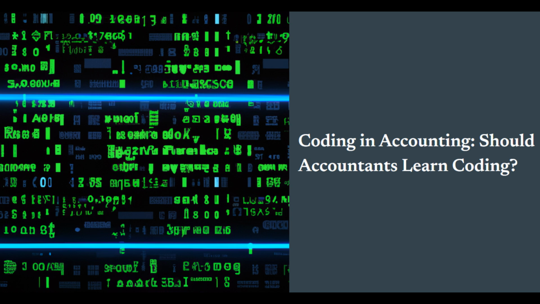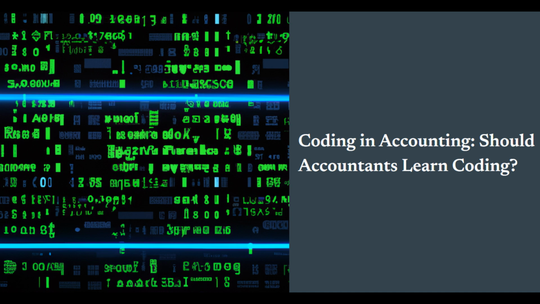Now, why is coding so essential for accountants today? For starters, the sheer volume of data that accountants deal with is staggering. Imagine having to sift through mountains of financial records, reports, and statements without the right tools. It's a daunting task, and that's where coding comes in. By leveraging programming languages, accountants can automate repetitive tasks, think data entry, reconciliation, and even complex calculations. This not only saves time, but also enhances accuracy. After all, who wants to spend hours on tasks that can be completed in minutes with the right code?